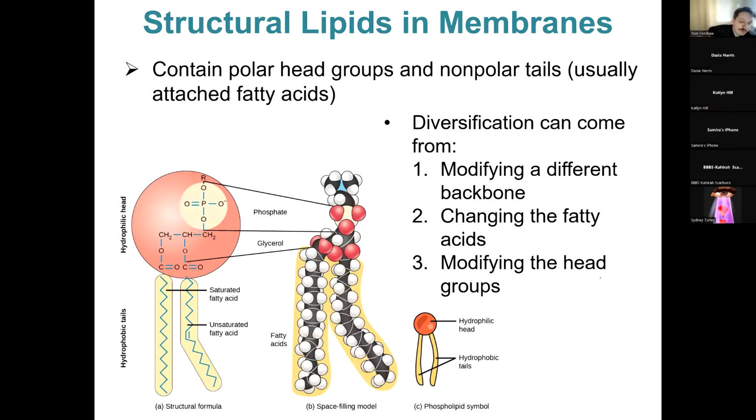So this is one of the first things I spoke to you guys about way back in August. Remember these amphoteric lipids, where you have the hydrophilic head and the, sorry.